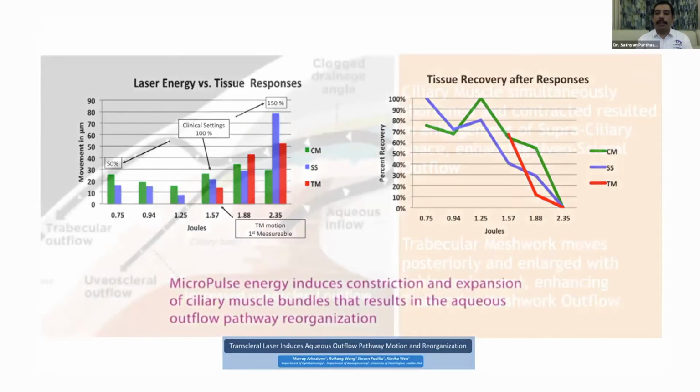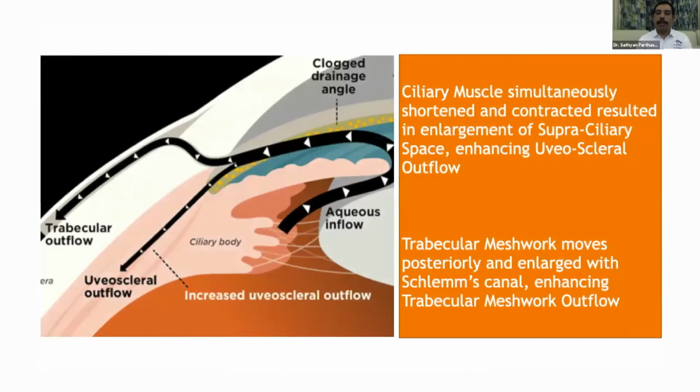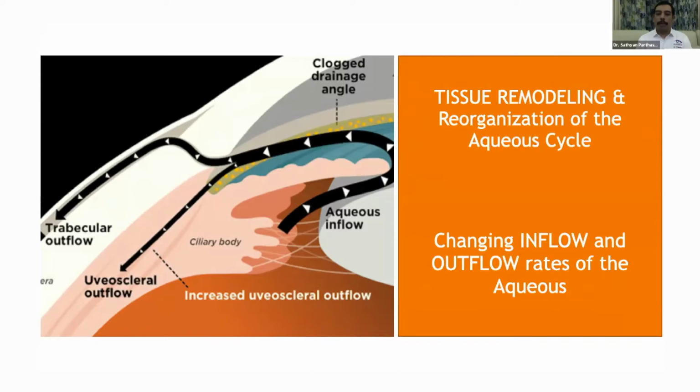With shortening and constriction of the ciliary muscles, there is an enlargement of the supraciliary space, enhancing the uveoscleral outflow. It also works on the trabecular meshwork posteriorly, and there is an enlargement of Schlemm's canal, which in turn enhances the trabecular meshwork outflow as well.